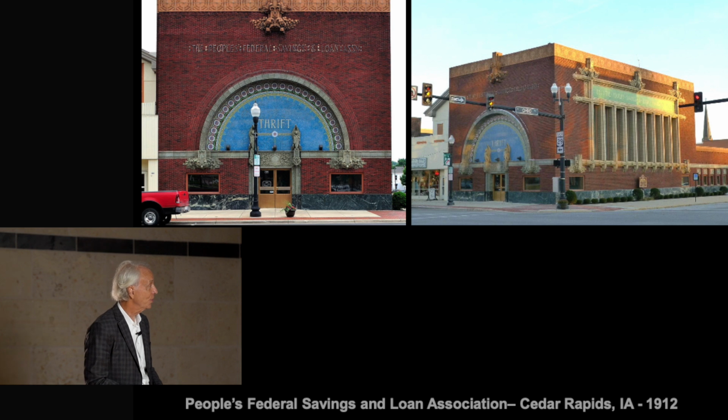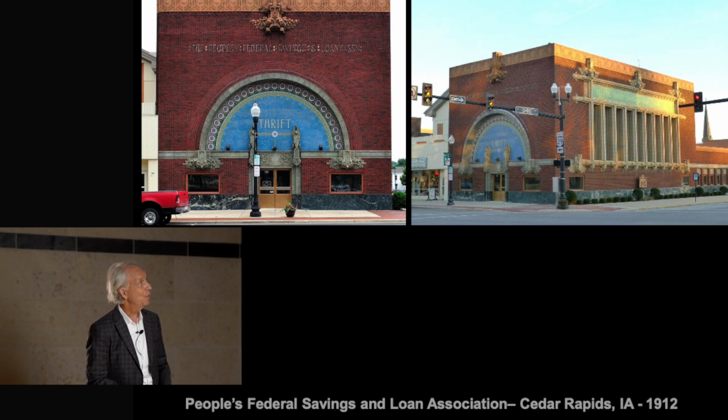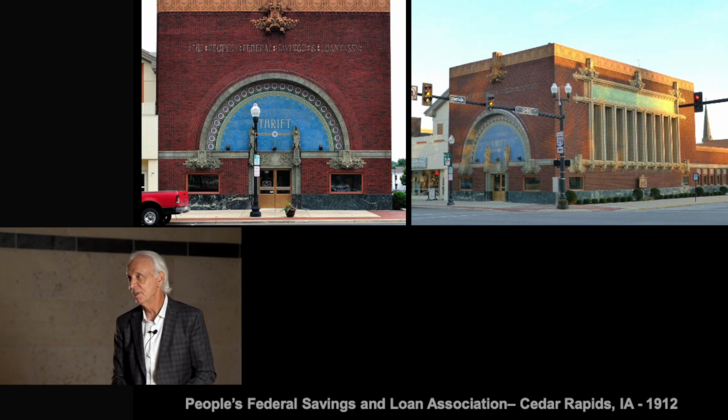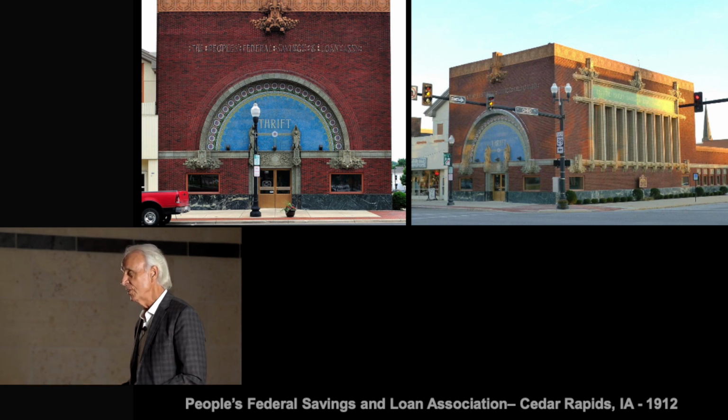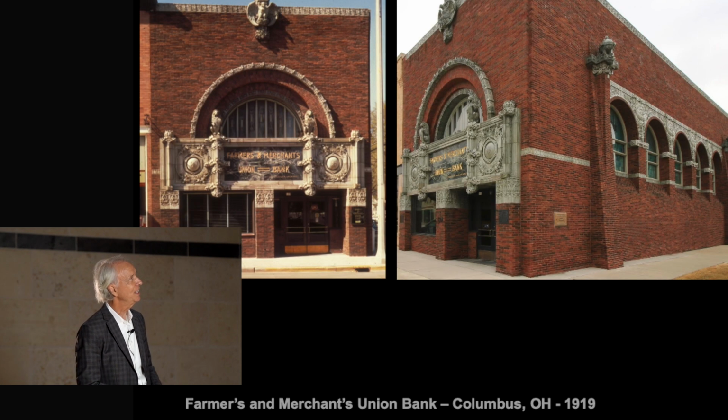And then this is a third one, the People's Federal Savings and Loan Association in Cedar Rapids in Iowa. This one I very much love for that notion of thrift. What are Midwestern American values? It's about thrift, and that becomes embedded in the building. And what is a bank? It's about money, it's about finances, and thrift is a fundamental value embedded in those finances.